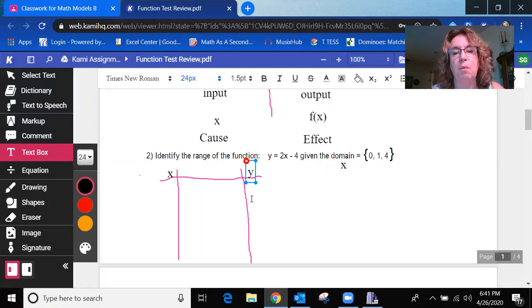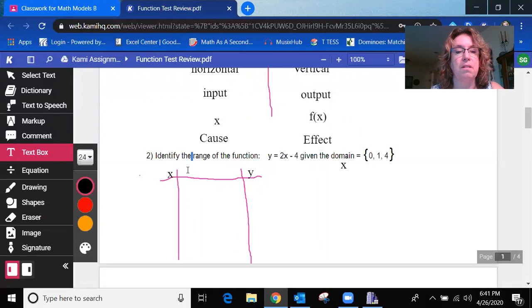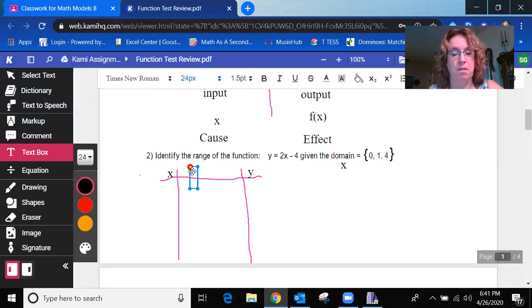How do you figure out what is y? How do we get the y? From going 2x minus 4. So this part right here, that I'm going to write here, 2x minus 4, that's what we call the function rule.